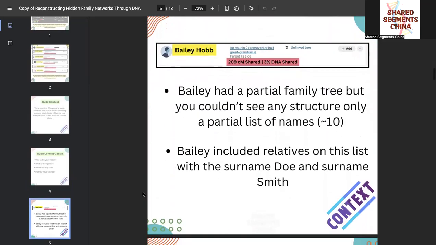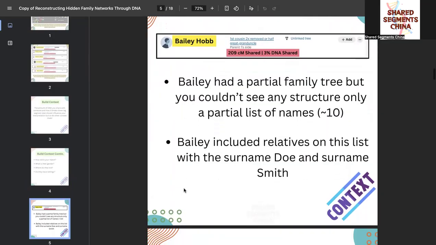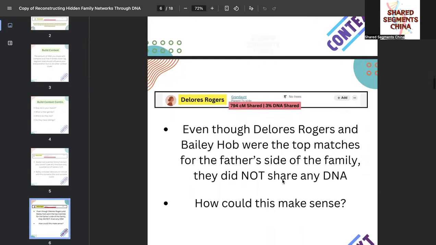So one of the first ones I looked into was Bailey Hobb. Bailey had a partial family tree, but you couldn't see any structure and only a partial list of names. So maybe about 10, and you couldn't even see full names of everyone. Sometimes it was just last names. Bailey included relatives on this list with the surname Doe and Smith. So I just took note of that during my first pass through.